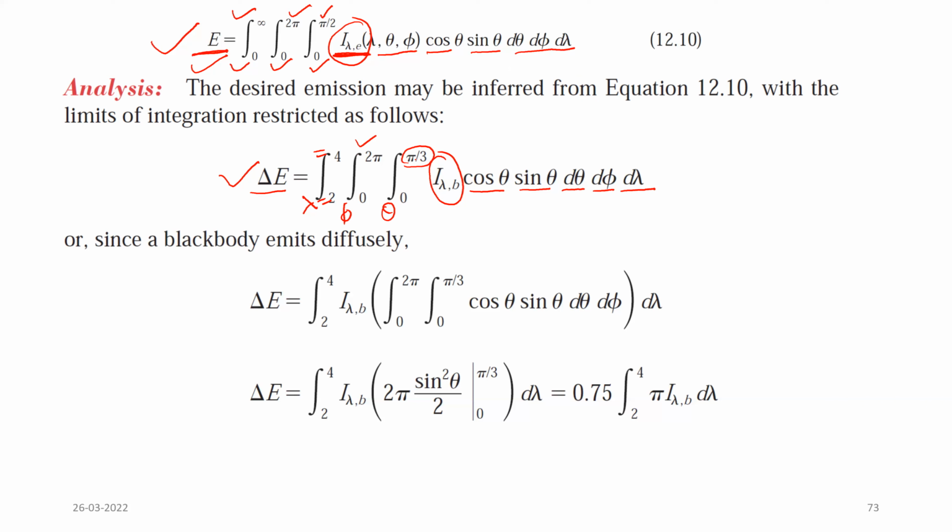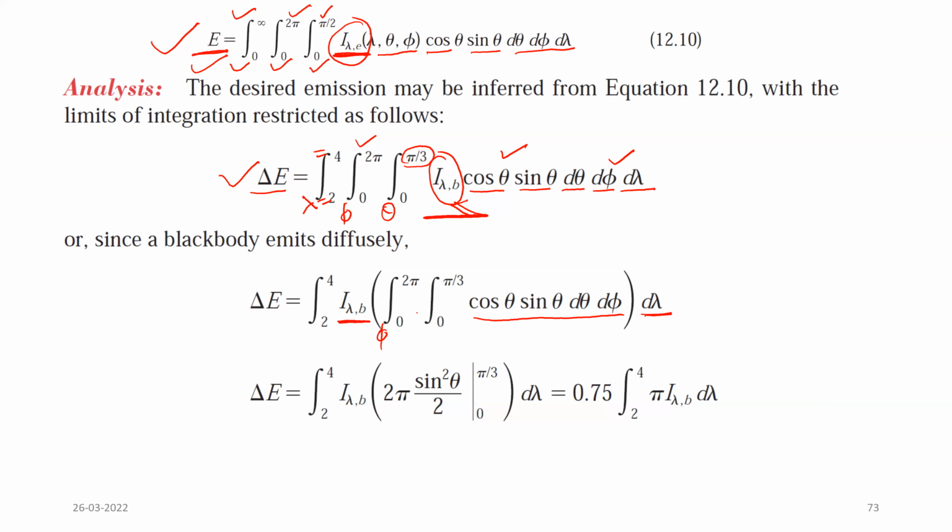Now what I can do is I lambda B. This I lambda B is basically independent of direction because it is diffuse. So whatever direction, whatever theta value you talk about, the intensity of the radiation emitted by the black body will be the same. So this can be taken out of the integration sign, meaning it is not dependent on either theta or phi. So we can keep it here: I lambda B, and here phi varies between 0 to 2 pi, theta from 0 to pi by 3, and this is the equation. And here you can see this is d lambda.